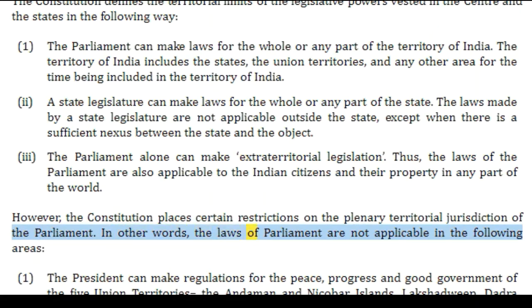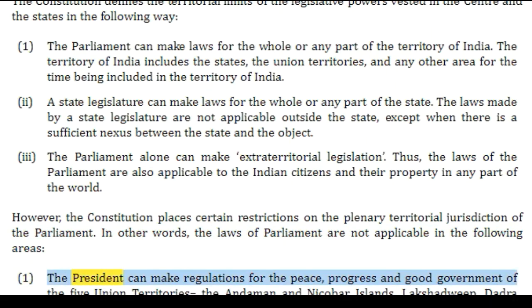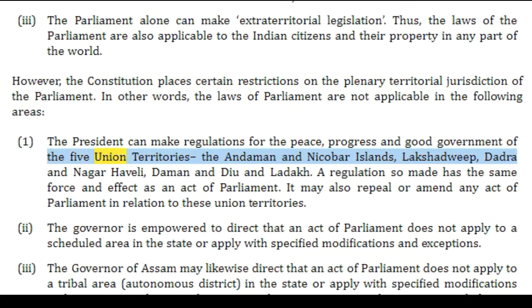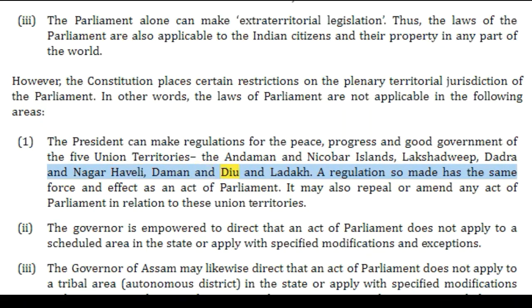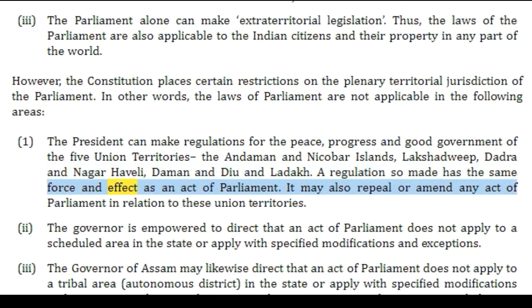In other words, the laws of Parliament are not applicable in the following areas. 1. The President can make regulations for the peace, progress, and good government of the five Union Territories: the Andaman and Nicobar Islands, Lakshadweep, Dadra and Nagar Haveli, Daman and Diu, and Ladakh. A regulation so made has the same force and effect as an Act of Parliament. It may also repeal or amend any Act of Parliament in relation to these Union Territories.